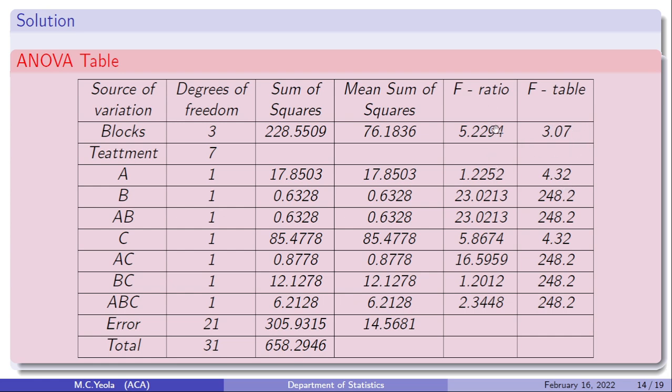3.0107. Okay, then compare this with this here. In this case the block gets rejected because this is larger than this one. The block F ratio, the calculated F, is larger than this F table value. So the hypothesis that blocks do not differ significantly gets rejected here. Here this gets accepted. The one related to factor C gets rejected only. Others are accepted. Only C gets rejected, and the blocks get rejected.